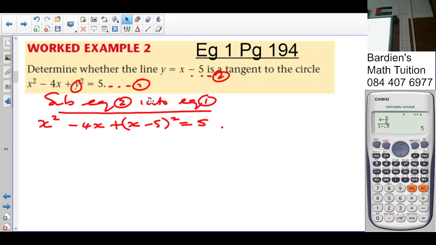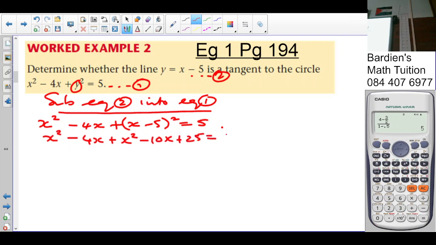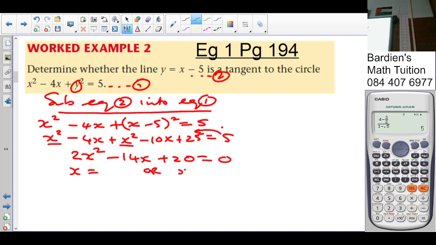Alright, so what do we get? X squared minus 4x plus x squared minus 10x plus 25 is equal to 5. So that's going to give us 2x squared minus 14x, bring 5 over it becomes positive, 20 equals 0. Is that correct? X works out to be 5 or 2. You can use a quadratic formula or a calculator, or you can factorize. You first divide by 2, of course, and then solve it.